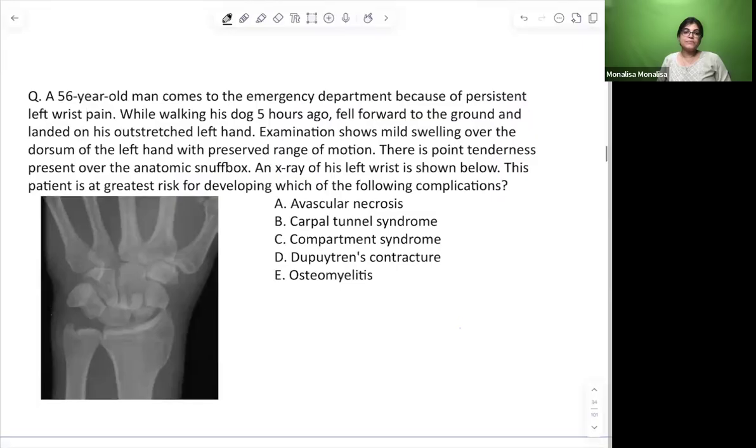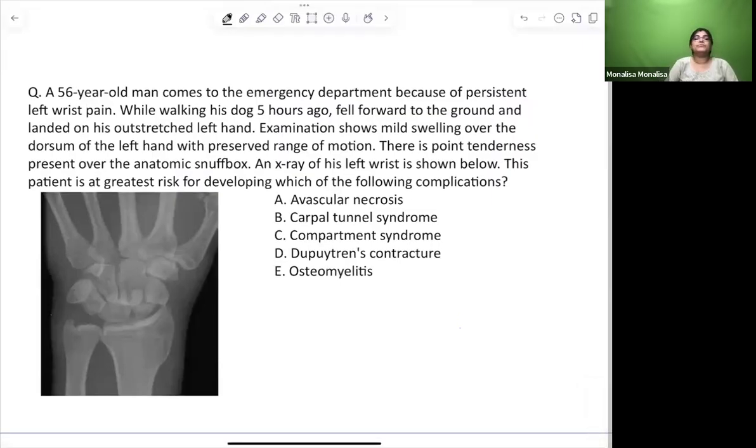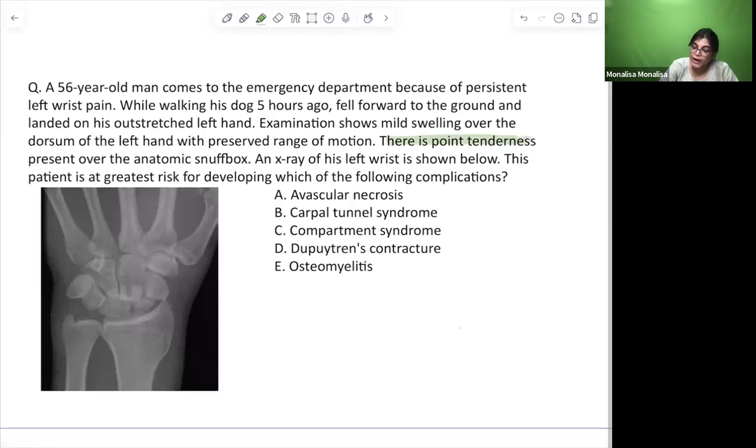Now coming to the next MCQ, a clinical MCQ. A 56-year-old man comes to the emergency department because of wrist pain. While walking his dog, he fell forward to the ground and landed on an outstretched hand. There was swelling on the dorsum of the hand and tenderness. This is the clinically important point. There is a point of tenderness in which area? Anatomical snuff box. There is tenderness in the anatomical snuff box.